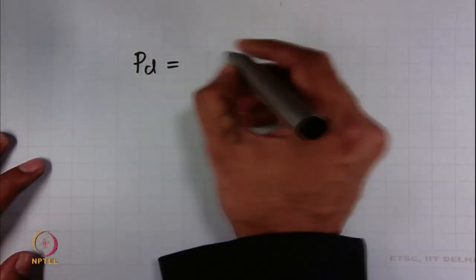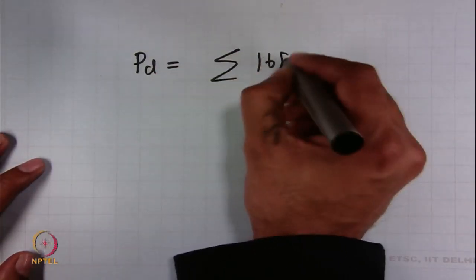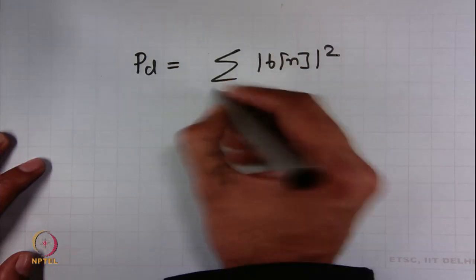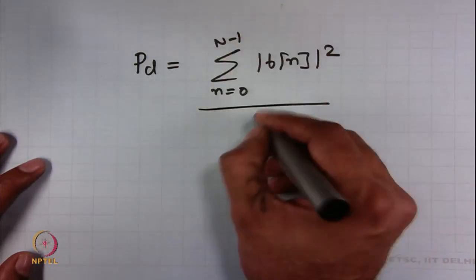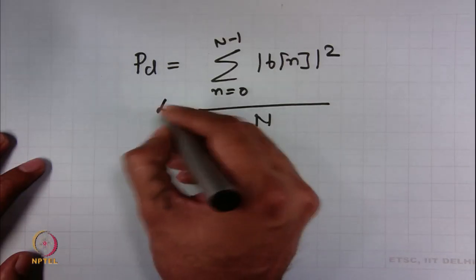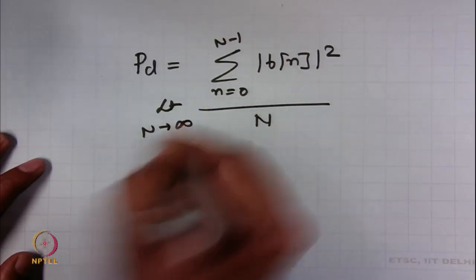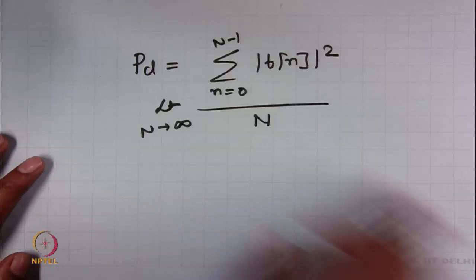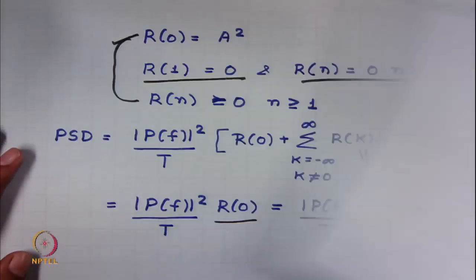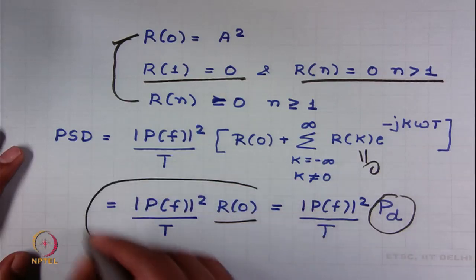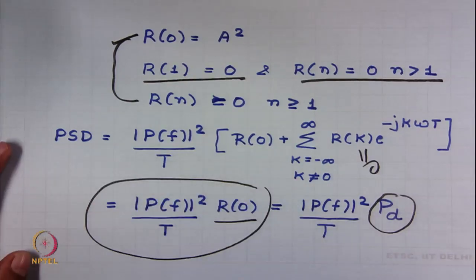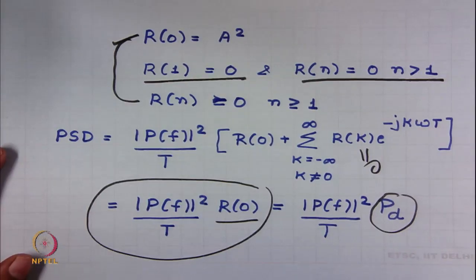P d you can see is nothing but this quantity, all right, and this is r of 0. Okay. So, we have derived a very useful relationship of power spectral density for a polar signaling scheme.